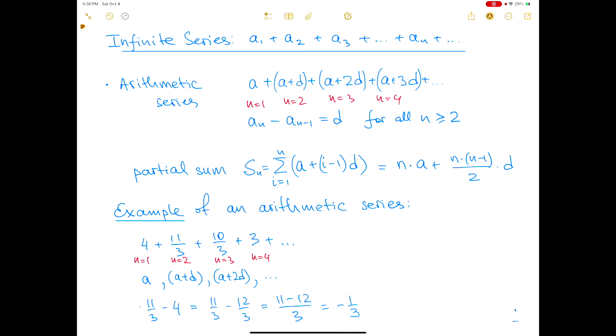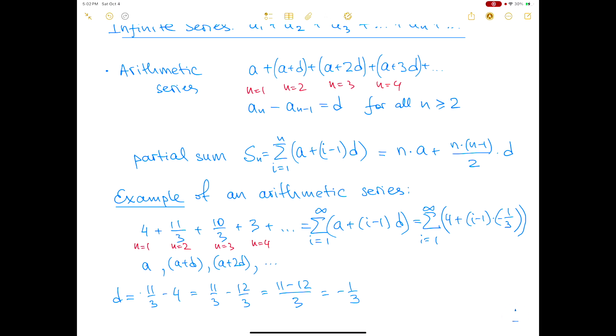If we check the difference between the second and the third term in the sum, it should be exactly the same value, negative 1/3. And indeed, if we take 11 over 3 and subtract 1/3 from it, we get exactly 10 over 3. This difference continues throughout the entire infinite arithmetic series. 10 over 3 minus 1/3 is equal to 9 over 3, which of course is equal to 3. Since we have now calculated the constant d, and we know that the first term in the arithmetic series is equal to 4, we also know a.